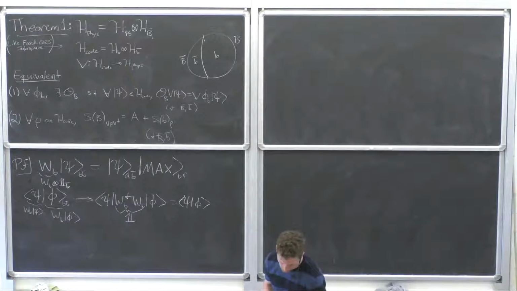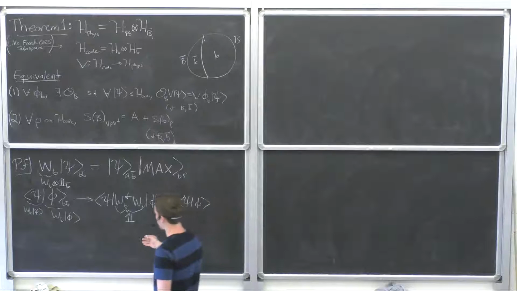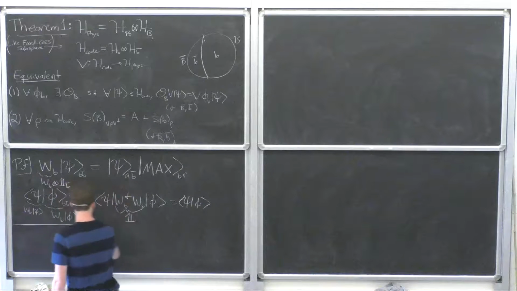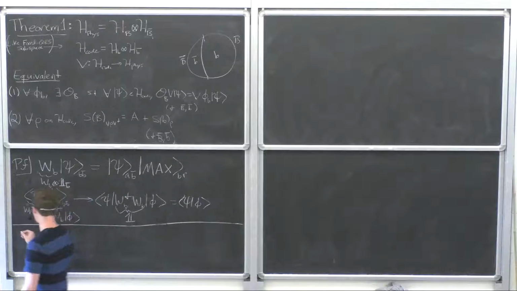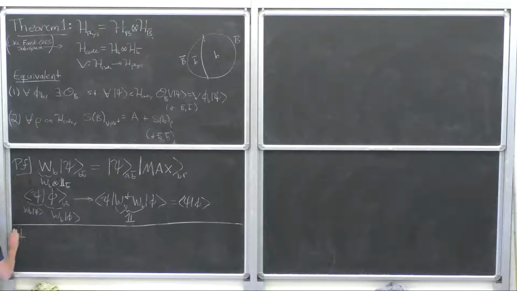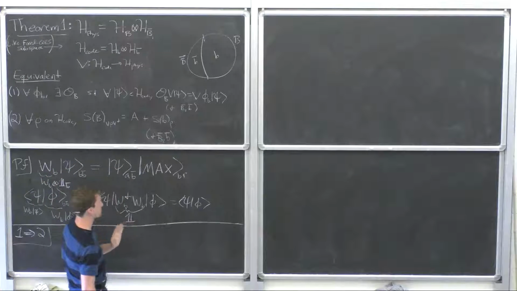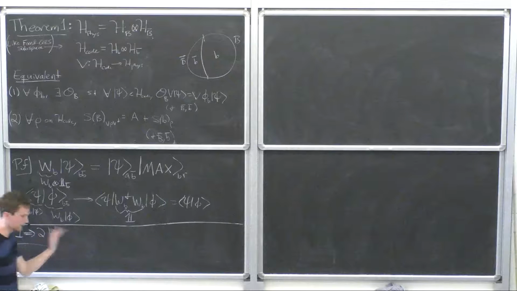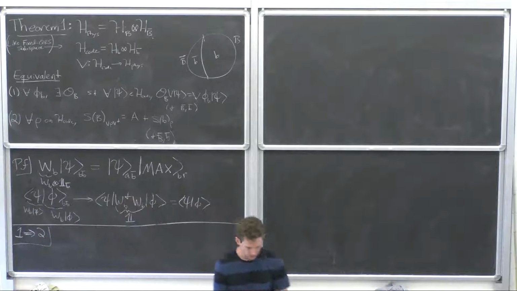Okay. Good. So now we're going to use this fact to prove that the first statement here implies the second statement. So we're going to prove that if you can do this sort of reconstruction of little b, just using capital B, then the entropy of capital B equals this. And then we'll prove the converse afterwards.